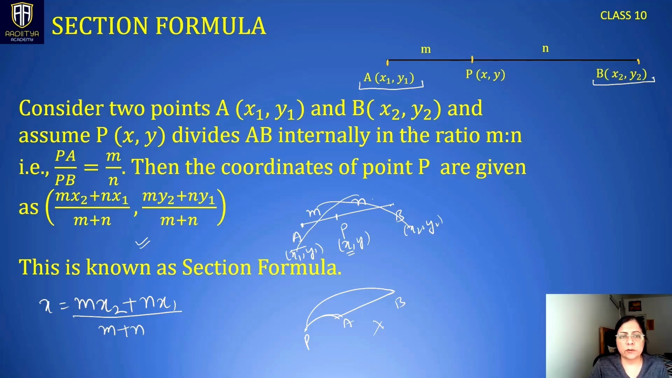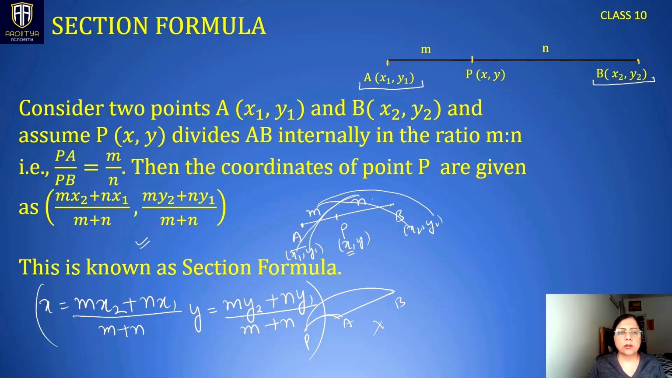This is how we find the x coordinate of point P, which is dividing AB in the ratio m is to n. Similarly, for the coordinate y, m, the former ratio, gets multiplied by the latter coordinate, y2. Latter ratio, former coordinate: n gets multiplied by y1, divided by m plus n. So this way you can find the coordinates of point P. This is the formula to find the coordinates, but this will also be used to find the ratio, or some other relationship might be given in the question and you have to find some other constant in the question.